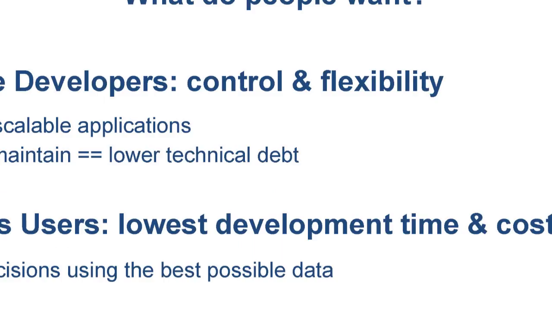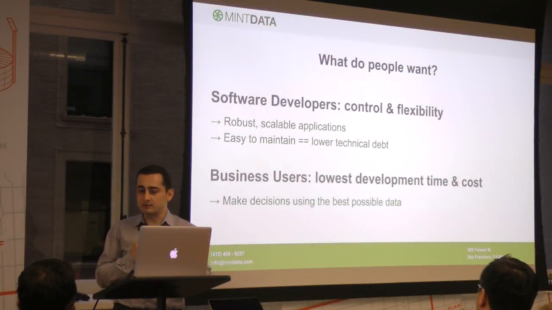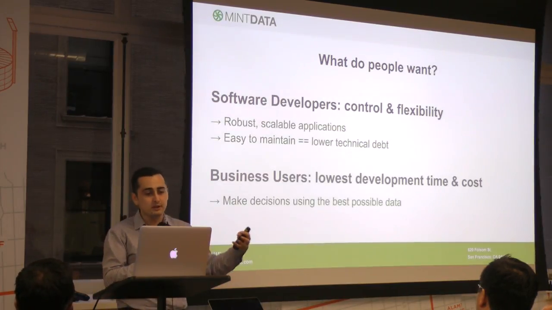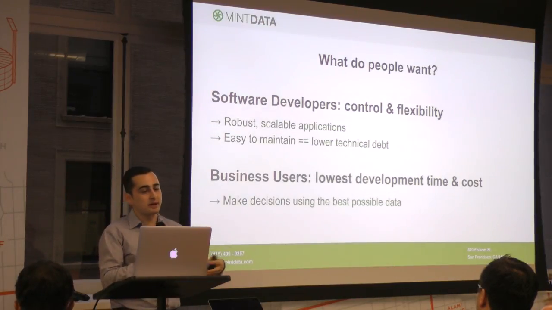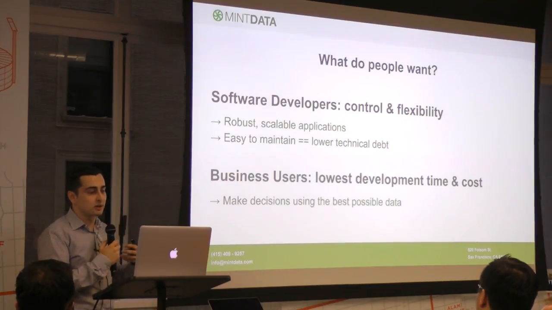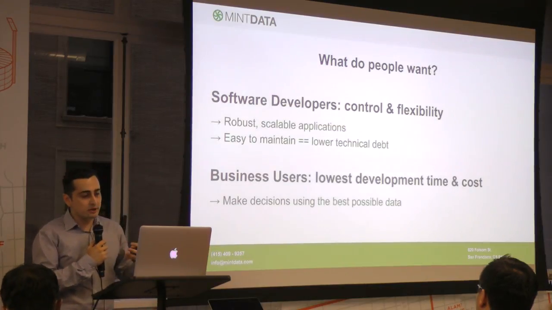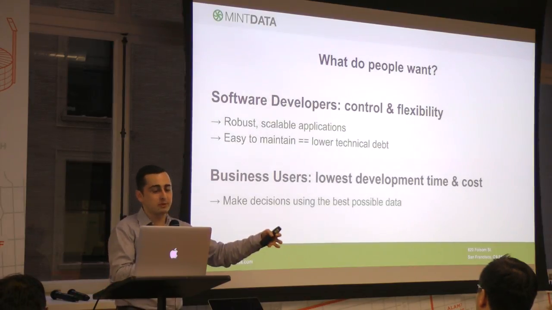And so the question becomes, why do we do this? Well, as developers, we want control and flexibility. We want the ability to choose the best of breed systems because we want to build robust and scalable applications that at the end of the day will be easy to maintain and will have low technical debt, so that when someone comes to us and says, hey, the requirements have changed or we want to build something different, we can say, well, we have the best tools of the trade. We can actually easily make these changes. But business users, on the other hand, all they care about is the lowest development time and cost, right? So what they really care about is, how quickly can you get this built? I don't really care about all the stuff that's happening inside.